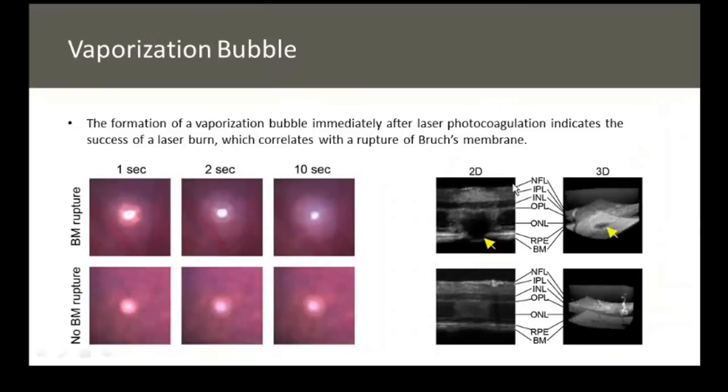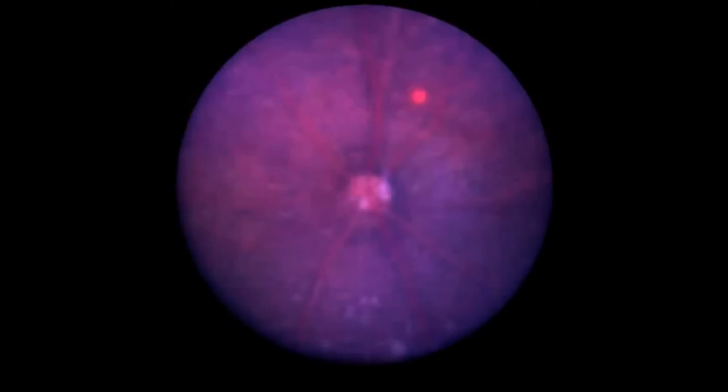The formation of a vaporization bubble immediately after laser photocoagulation indicates the success of a laser burn, which correlates with a rupture of Bruch's membrane. Both 2 and 3 dimensional OCT images can be used to confirm the Bruch's membrane rupture. No bubble indicates no Bruch's membrane rupture. No Bruch's membrane rupture will not yield a CNV.